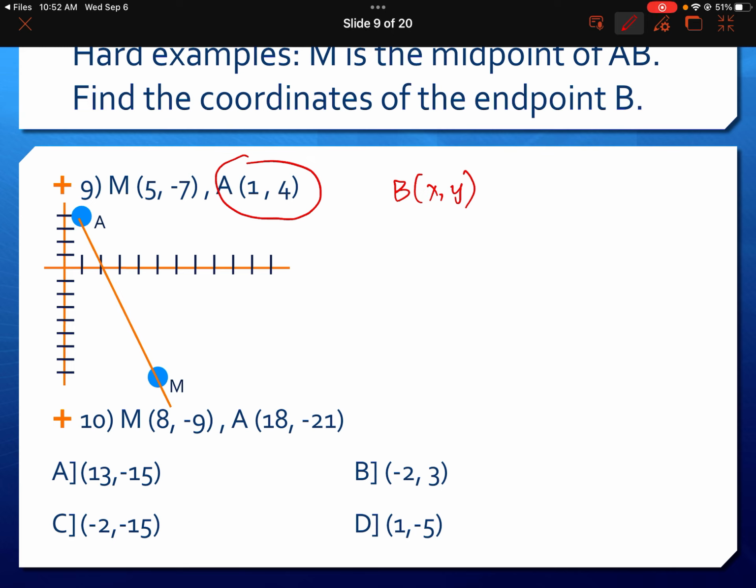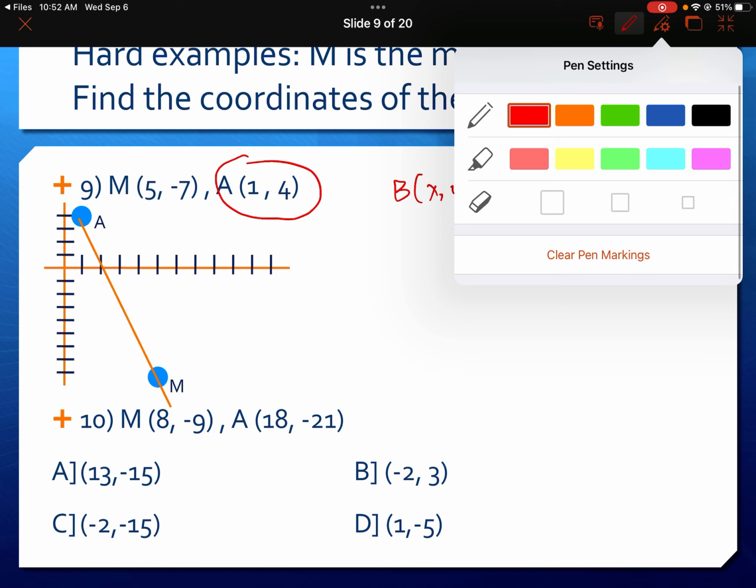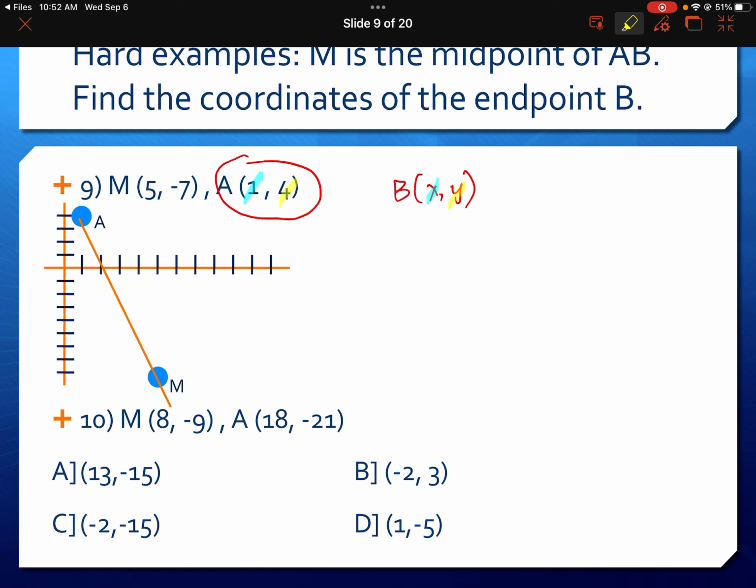Okay? So here's one way to look at it. If you take the blue values, the x's, and average them, you should end up with 5. That's this 5. If you average the y values, that's the yellow, you should end up with that -7. So here's a couple different ways to think about it. I'm going to take that 1 and that x, those are my blue guys, divide it by 2, and I know it has to equal 5, the guy that's circled. I'm going to do the same thing with my y values. 4 plus y divided by 2 has to equal -7.